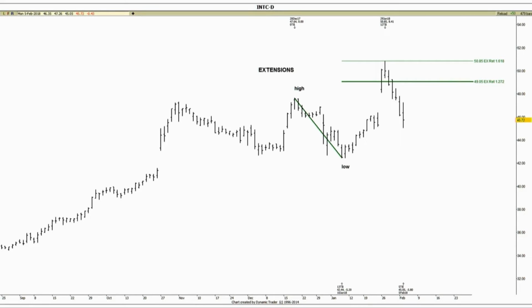This example is a daily chart of Intel, taking a prior high to low swing, extending upwards for resistance. 1272 did not stall it, but the 1618 did. And honestly, I don't think I can read that. It's too small. It looks like it's about $5 from there.